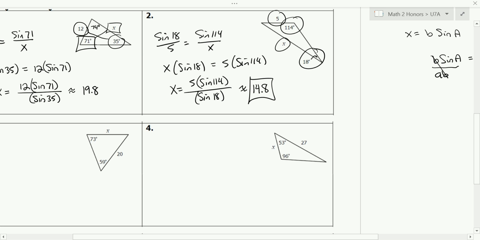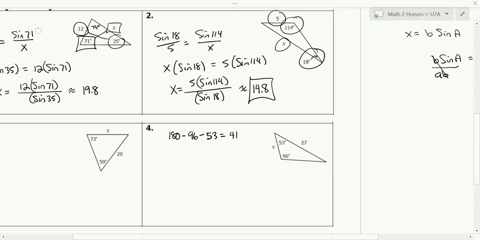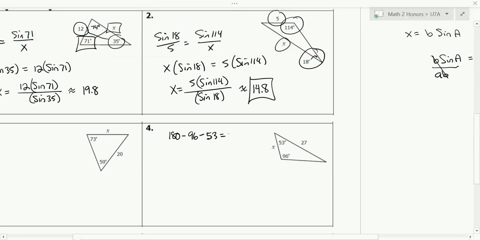Okay, so what is that missing angle? So you're going to go 180 degrees, subtract the 96, subtract the 53, and then find out what's left, and you get what? 41? 31? 13? Uh-oh. We're just looking for the missing angle. So 31? Okay, we agree on 31.